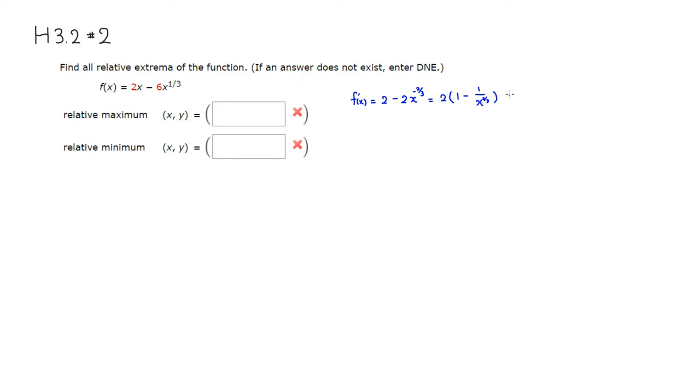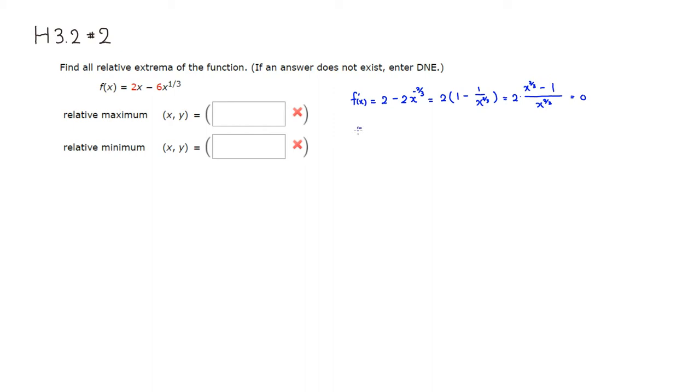Then I'm going to combine those two by finding the common denominator. So it's 2 times, we take a common denominator, x to the 2/3 power. So 1 is x to the 2/3 over the same thing, minus 1. And so this is going to be equal to 0. Let's find the critical numbers.